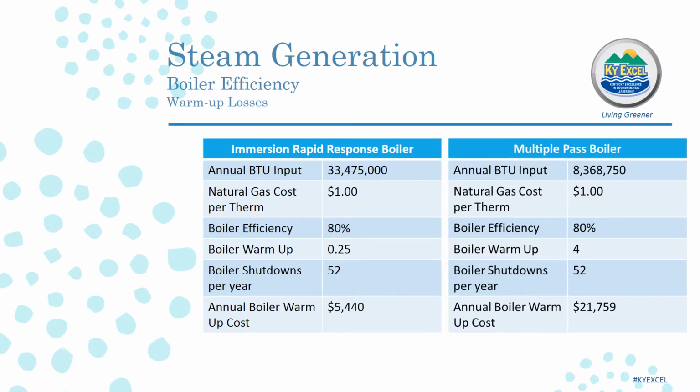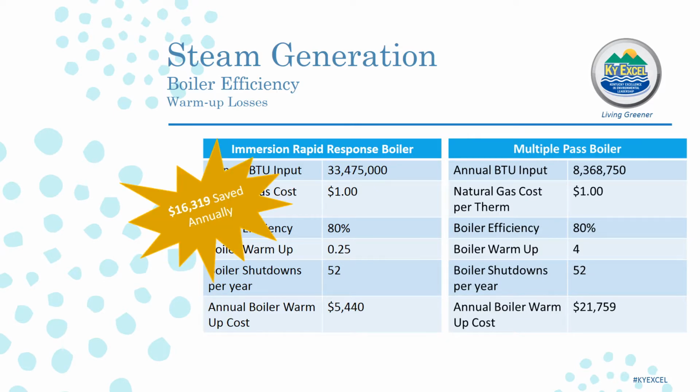When comparing the annual boiler warm-up costs between an immersion rapid response boiler and a multi-pass boiler, the immersion rapid response boiler costs $16,319 less than the multiple pass boiler. Over a 30-year service life, the total savings would be $489,571.88 at today's fuel costs.